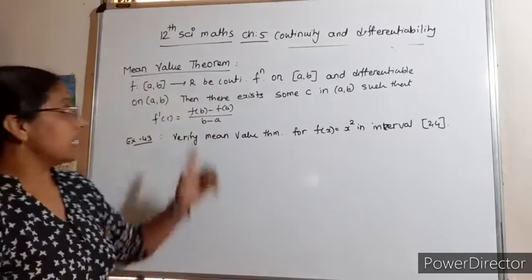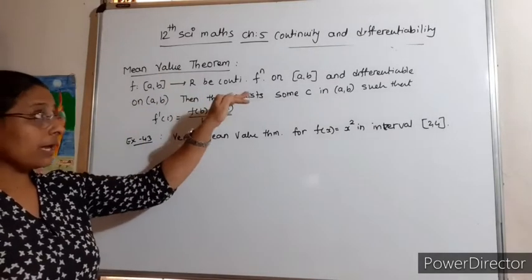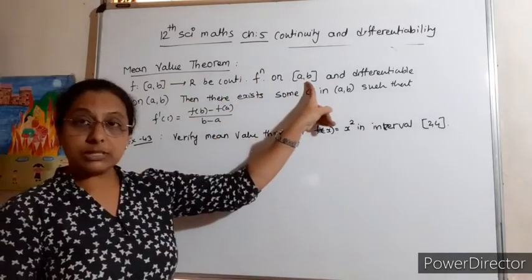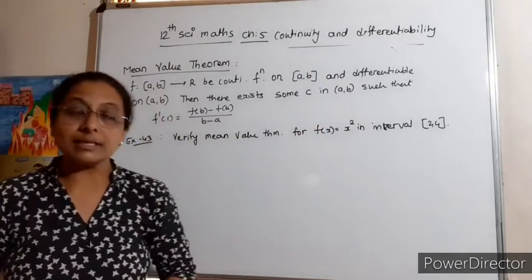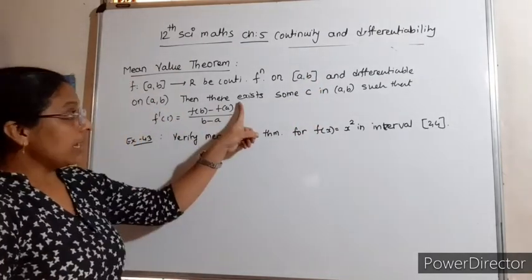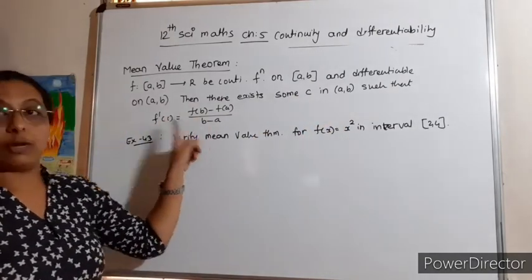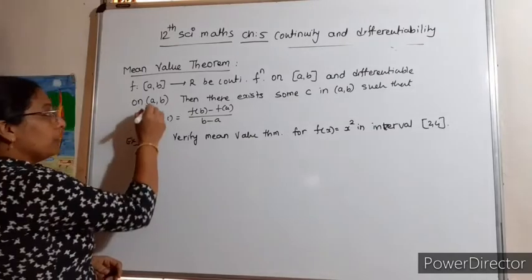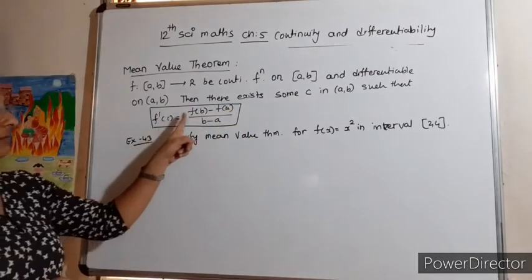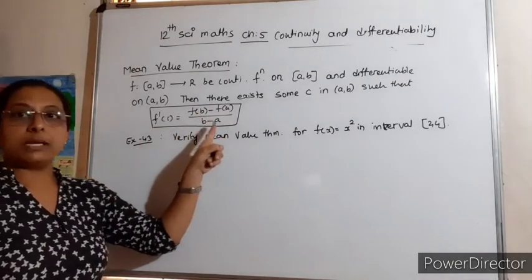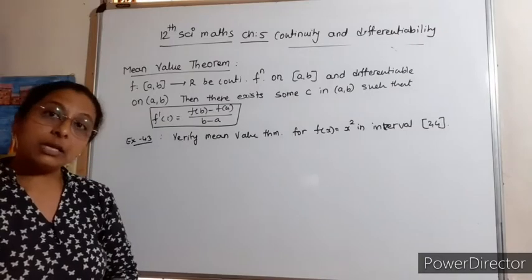Mean value theorem says that f from [a, b] to R, where f is continuous in the closed interval and differentiable in the open interval, जो हमने last time देखा था वैसे ही, there exists some c in (a, b) such that f dash c is equal to f of b minus f of a upon b minus a. That is the formula for the mean value theorem.